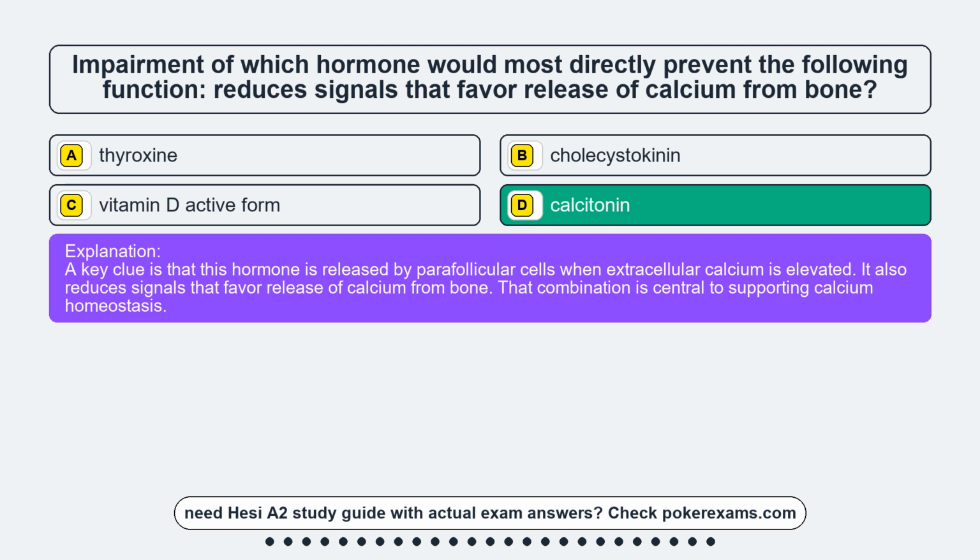A key clue is that this hormone is released by parafollicular cells when extracellular calcium is elevated. It also reduces signals that favor release of calcium from bone. That combination is central to supporting calcium homeostasis.